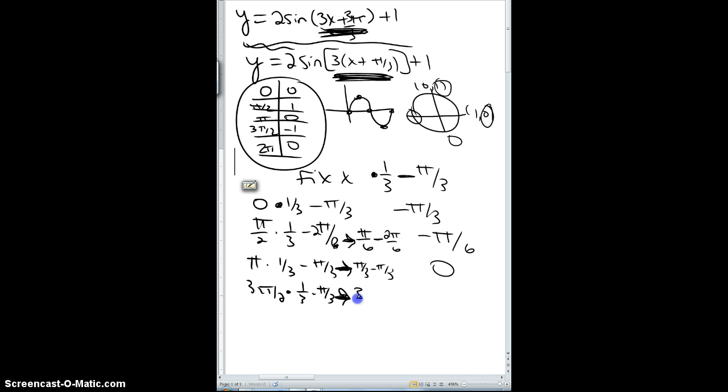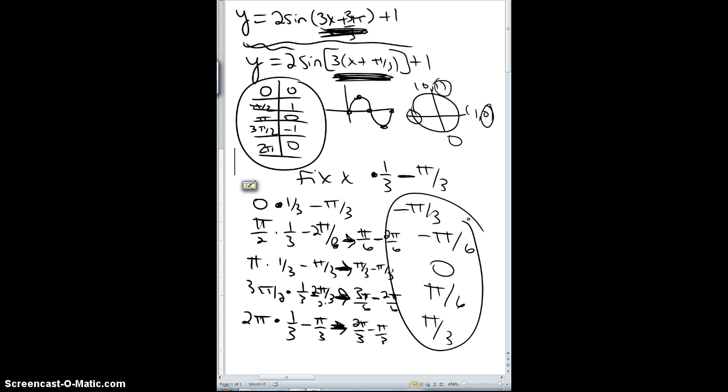So I get 3 pi over 6, and then here minus the pi over 3, which is what? 2 pi over 6. Again, common denominator, times 2 times 2. So I end up getting pi over 6. And my last one is 2 pi times 1/3 minus pi over 3. Okay, and I get 2 pi over 3 minus pi over 3, and I end up getting pi over 3. So these are my new x values, which is awesome.